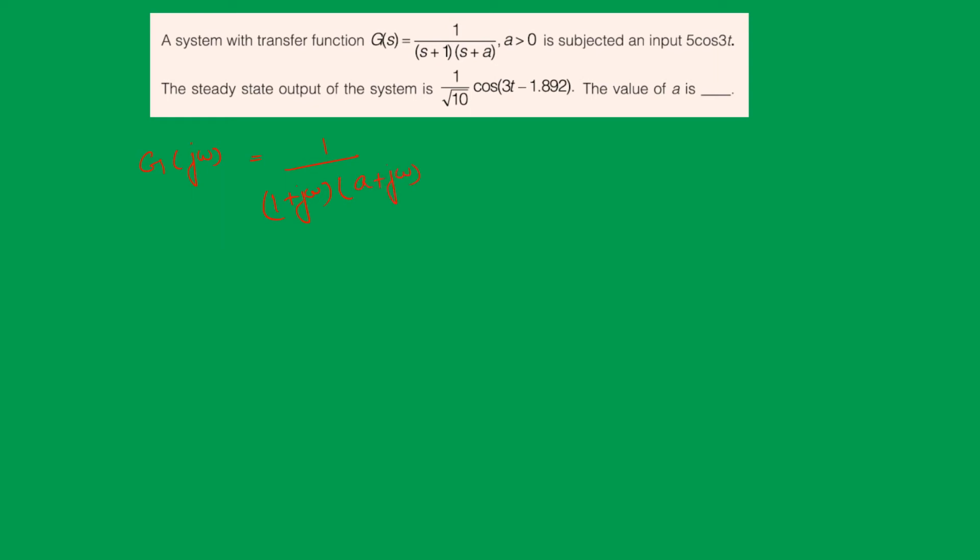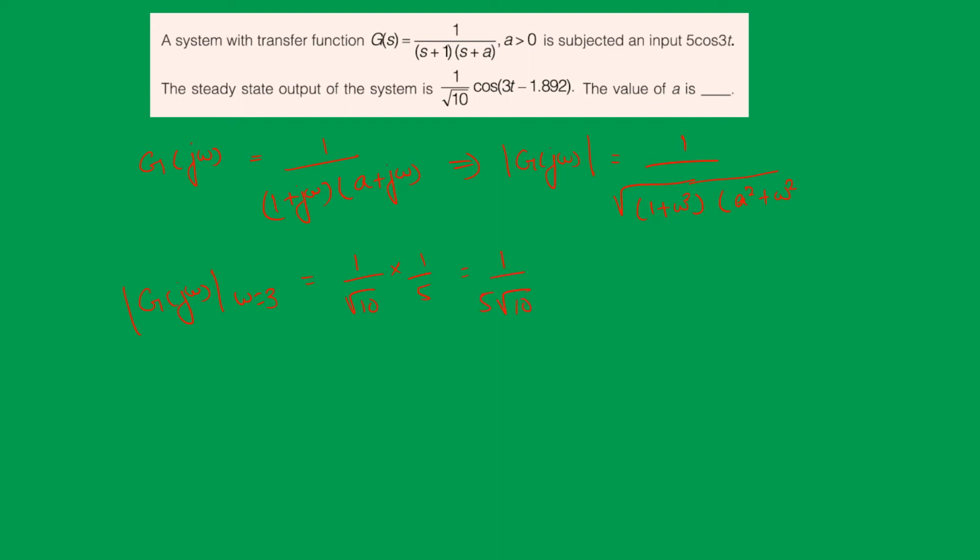So the magnitude of the transfer function is nothing but 1 divided by root of (1 plus omega square) into (A square plus omega square). From the question, the transfer function G(j omega) at omega equal to 3 is nothing but 1 by root 10 into 1 by 5. It is nothing but 1 by 5 root 10.